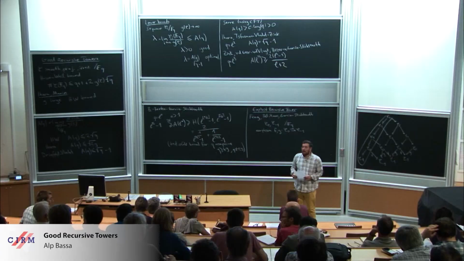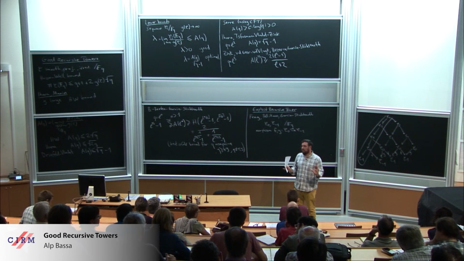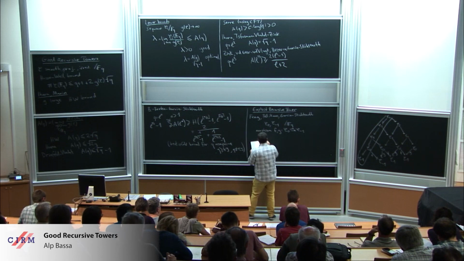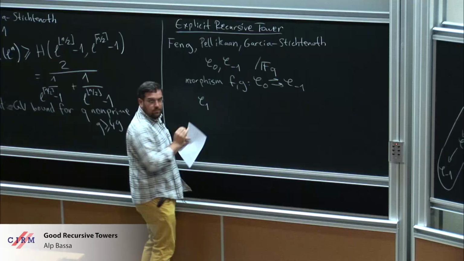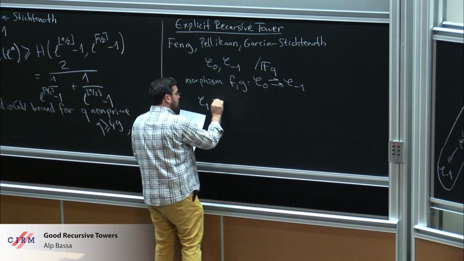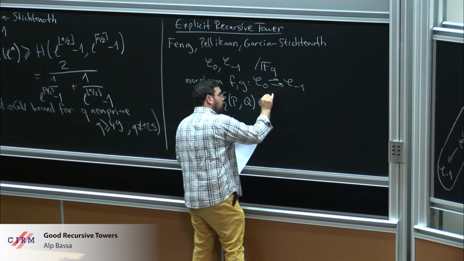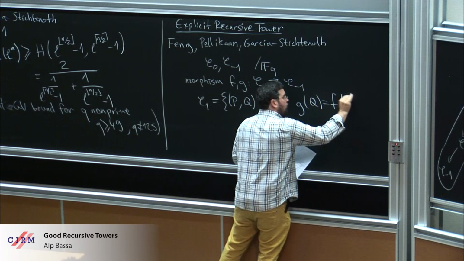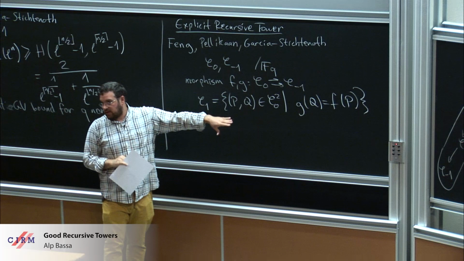It does not need to be irreducible at this point. So let me write it down. They don't even need to be smooth. So C1 will consist of tuples P, Q from C0 squared such that G of Q is equal to F of P. And in general, these curves might not be irreducible. In most cases they will not even be smooth.